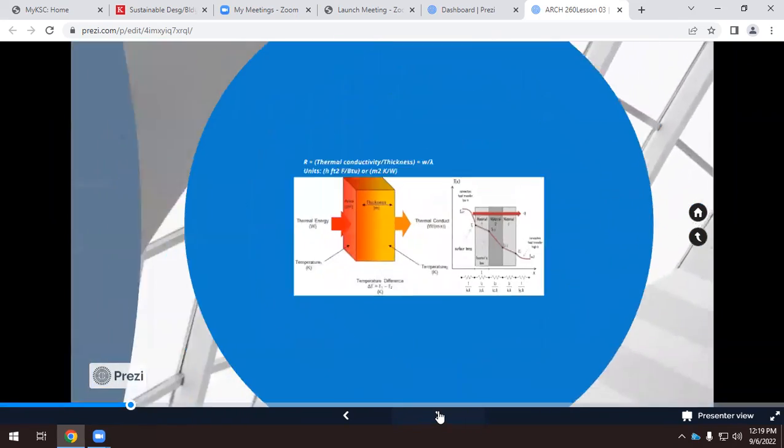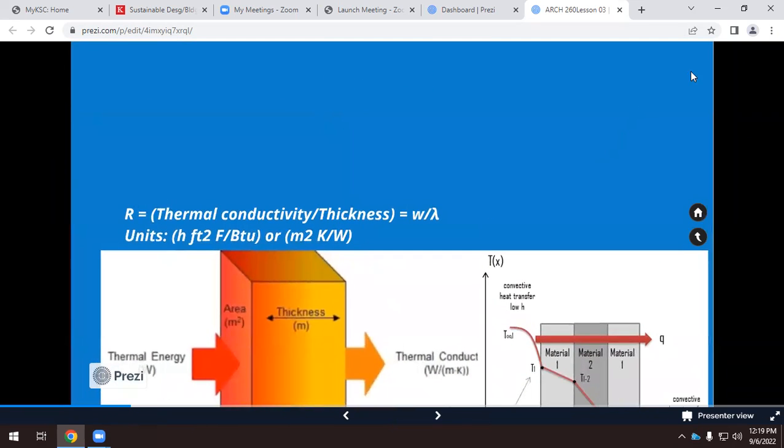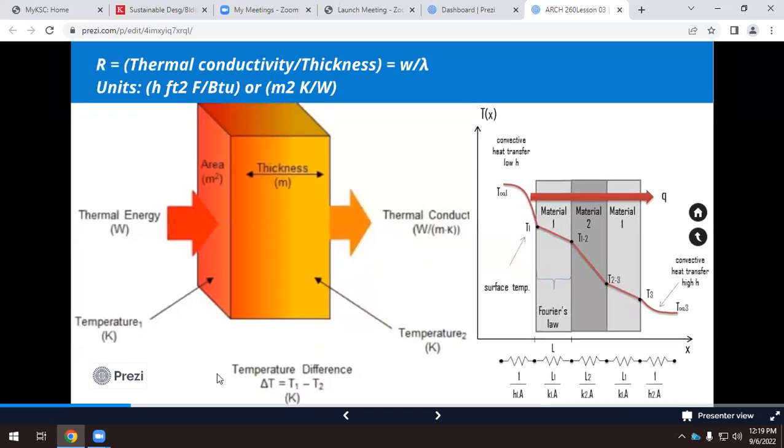Okay, the formulas. There's something that relates thermal conductivity and thermal resistance. So this is the thermal resistance as R, so equals thermal conductivity. No, it's the other way around. So this is wrong. I changed it. It's the thickness or the distance divided by the thermal conductivity. Okay, so that's the formula of the thermal resistance.